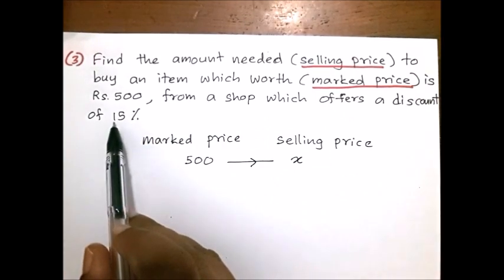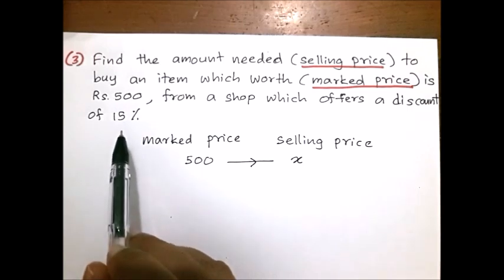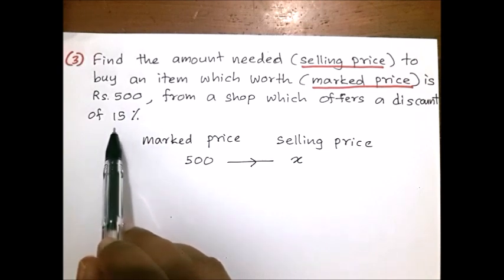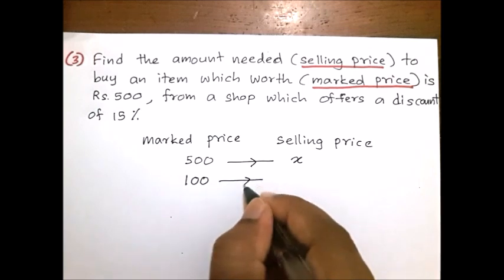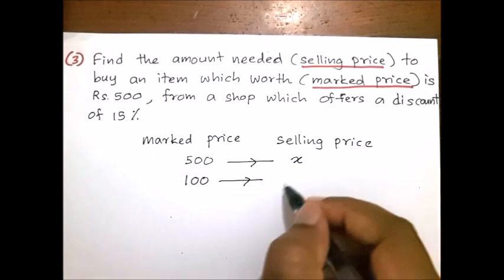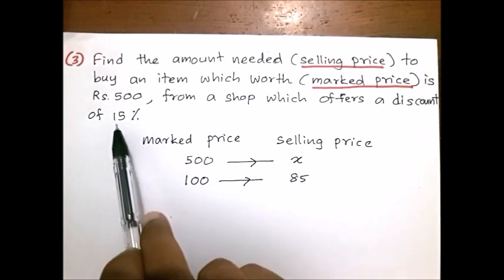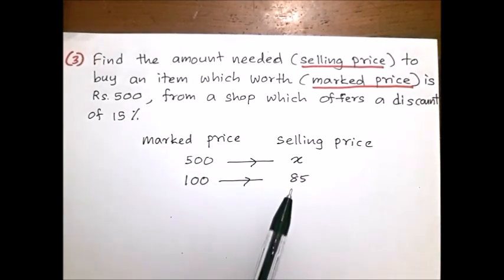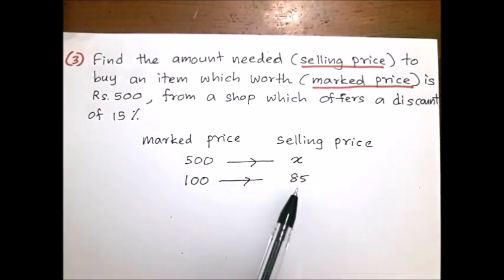Then here the trader gives 15% discount. If the mark price is 100, what will be the selling price? 15% discount means you have to subtract 15 from 100. If the mark price is 100 rupees, the selling price will be 100 minus 15, it is 85. Another example, if the discount is 20 rupees, what do you have to write here? Then 100 minus 20, 80. You have to subtract the amount of discount from 100 to find the selling price.